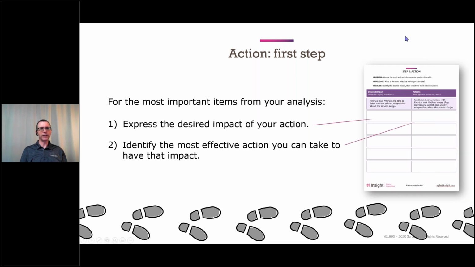This is, again, a pretty simple canvas just to help you think through those things, express them, and be able to inspect them. So maybe for Patricia and Nathan, my desired impact is that they'd be able to listen to each other's perspectives about the service design. Maybe I'd want to say they'd be able to listen and reflect. I don't know, but that's an impact or an outcome I'd want, and then it's an action I could choose to facilitate a conversation with them where they expect to express and reflect each other's perspectives about that service design. That's one based on the possible reasons, this is how I could choose to act.